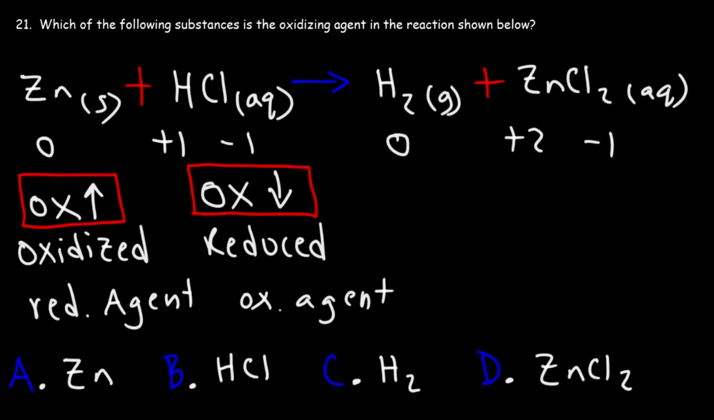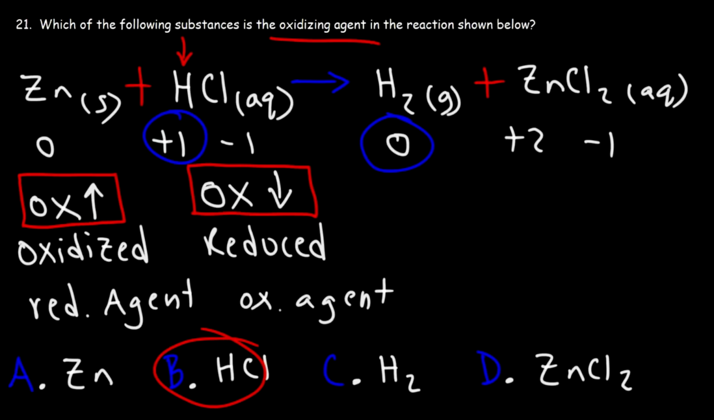In order for the oxidation state to go from 1 to 0, there's a gain of 1 electron for 1 atom of hydrogen. Now, the answer to this question is going to be HCl, because the hydrogen that was reduced is part of the HCl substance. So HCl is the oxidizing agent in the reaction shown below.